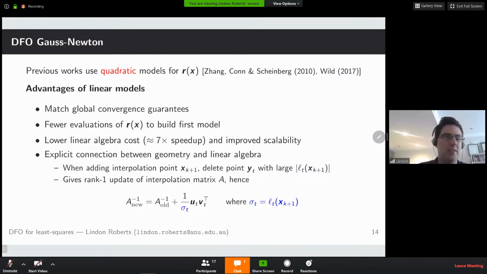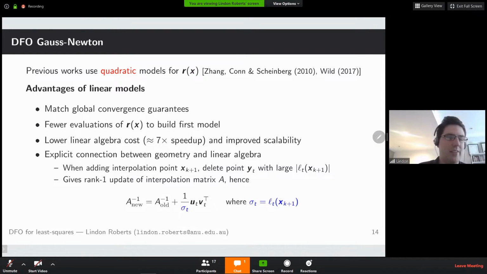And that works fairly well, but we've found a few advantages of taking linear models. The first thing is that all the theoretical results carry over the same as before. But we have the advantage that we don't need as many evaluations of R to build our first model. We have to start by sampling some points to build up our initial interpolation set. We don't need as many because we're only constructing linear approximations rather than quadratic.